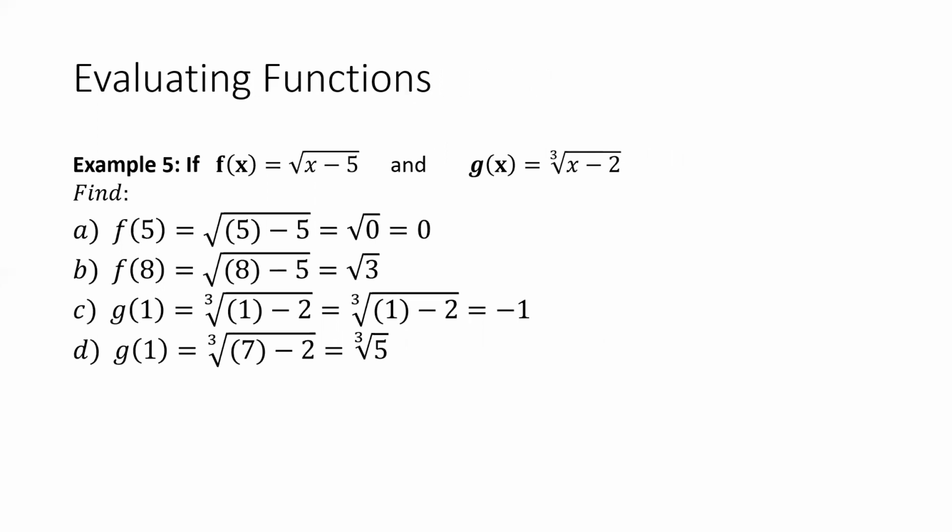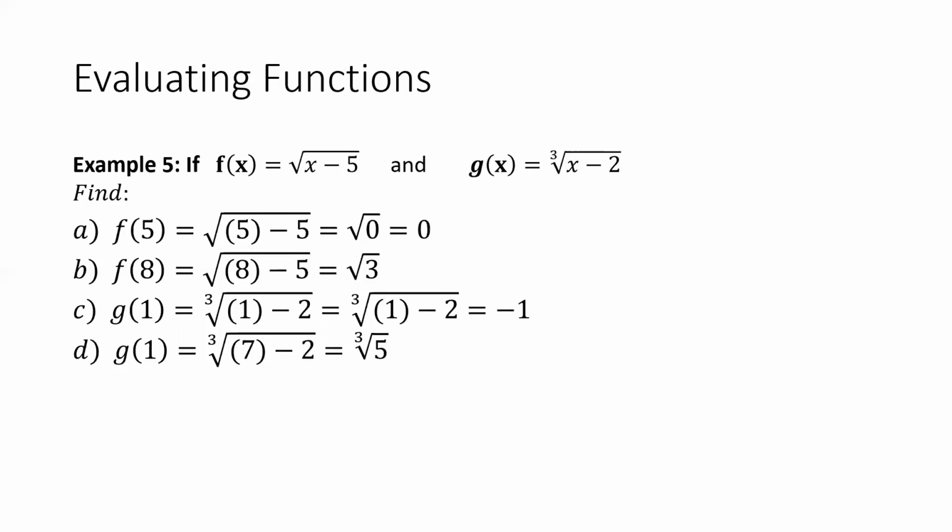I'm going to be given a function, or in this case, 2 functions, and then I'm going to be given an input. So for A, I was given an input of 5, and I see that I'm going to use the f function. So I take the f function, which is the square root of x minus 5. I plug in 5 for x, and 5 minus 5 is 0, so the square root of 0 is 0, so I know f of 5 is equal to 0.